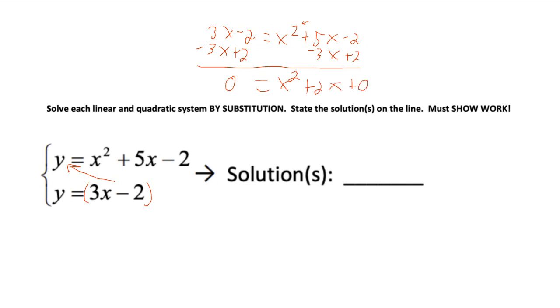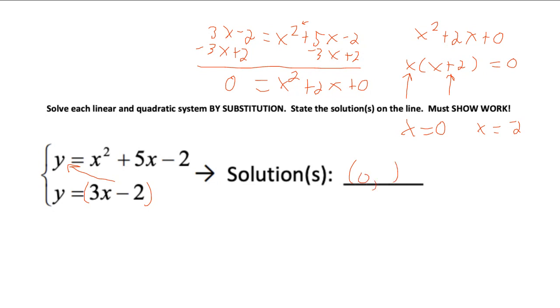Okay, so now I've got it in quadratic form. I could use the quadratic formula to solve this. I could factor it if I wanted to. I could complete the square if I wanted to. I looked at this and I thought, what if I just pulled out an x? That leaves me with x plus 2 equals 0. Anytime you factor something out and it's a variable, one of your solutions has to be 0. And then what makes this equal to 0? -2.